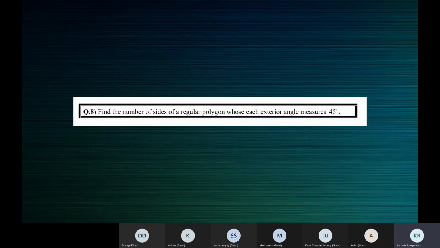So you will try it first and then we'll see the answer, children, because it's all formula based. We have understood how polygons and their interior and exterior angles behave. Instead of showing you the answer, I thought you'll just work it first and then we'll see the correct answer. So here it is. Find the number of sides of a regular polygon. We don't know the value of n. Find the number of sides of a regular polygon whose each exterior angle measures 45 degrees.